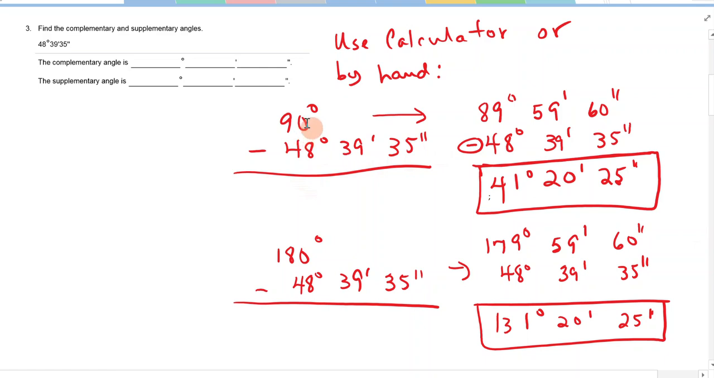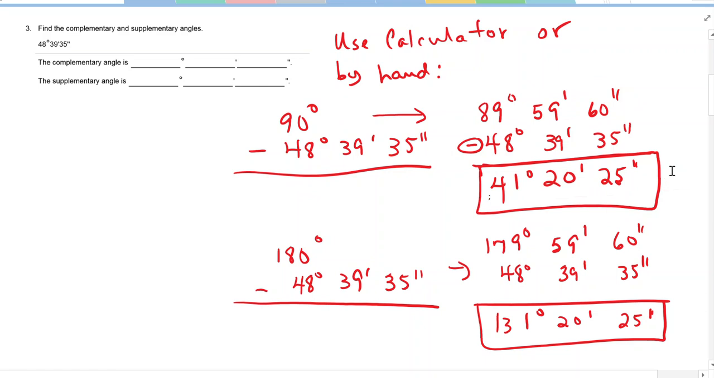So take 1 degree from this, and that gives you 89 degrees, and then you would have 60 minutes here, but you need to borrow again. So this becomes 89 degrees, 59 minutes, and 60 seconds. Now you can just do the subtraction down, and you end up with 41 degrees, 20 minutes, 25 seconds.